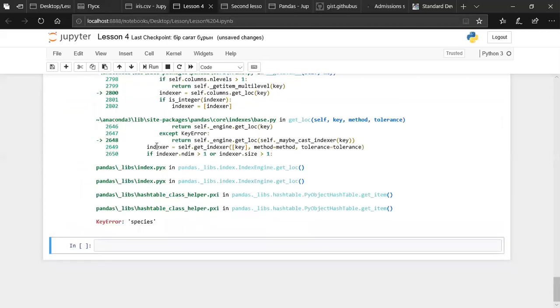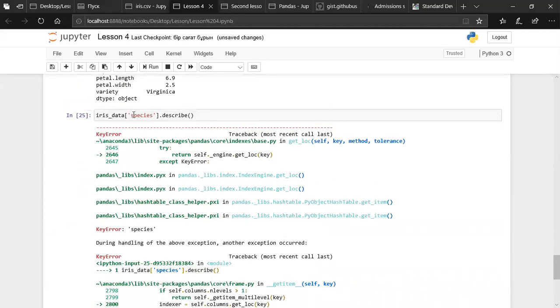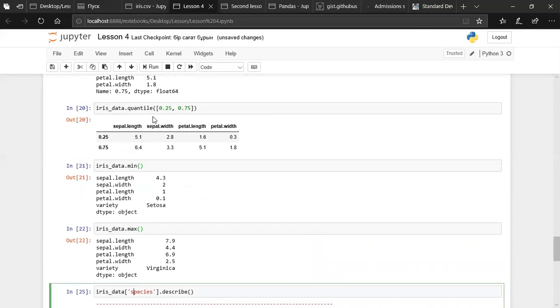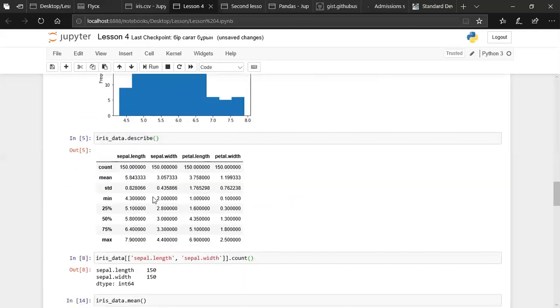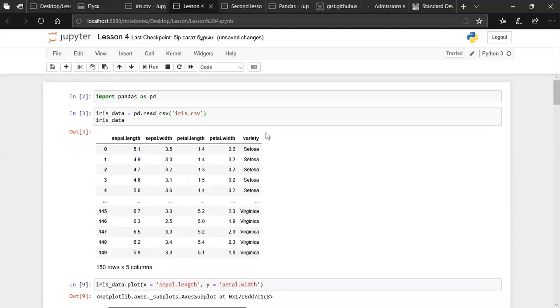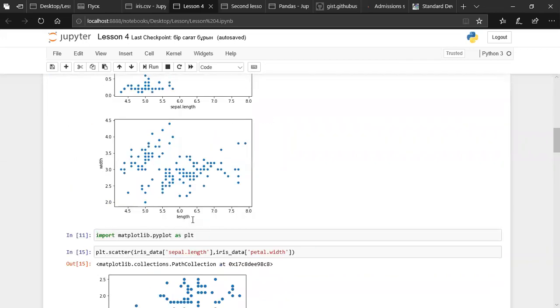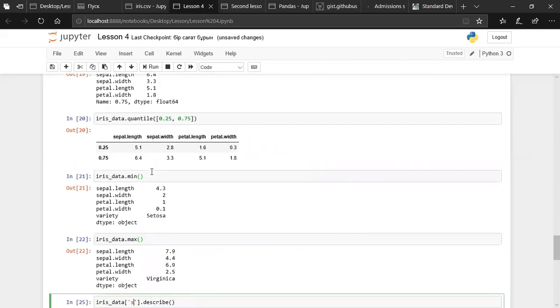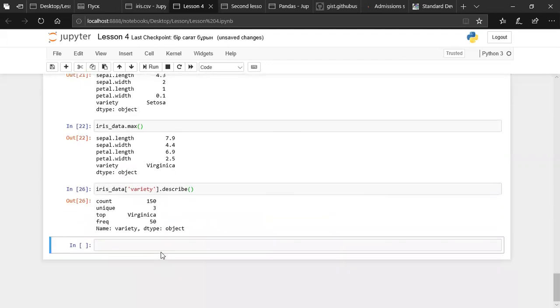Wait, can you write it correctly? I mean, by looking at the CSV, because I don't know the correct name of the column. Oh, okay. Is there any species column? There is no species in your case. I think there is maybe. Yeah, variety. I just said species, so that's why. Variety. Yep.